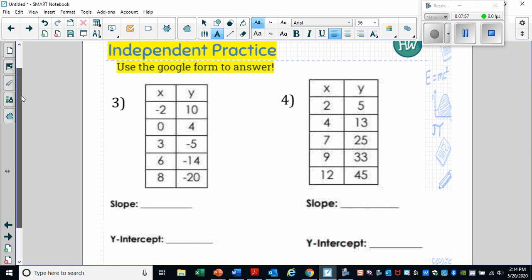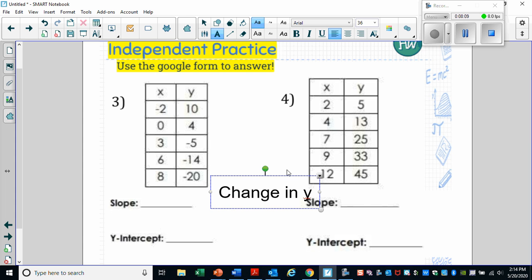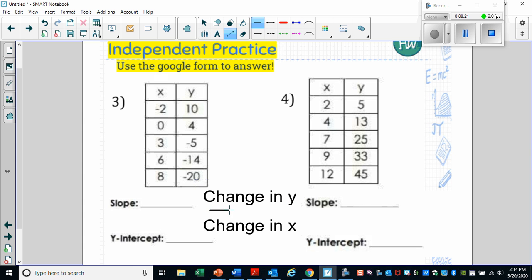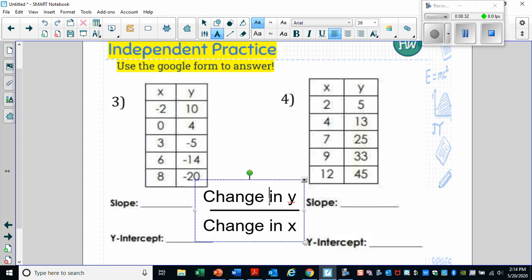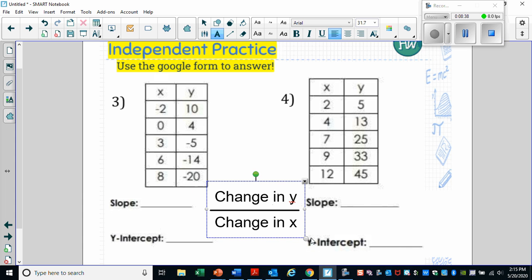Now, regarding problems 3 and 4. The slope, just like before, look at our change in y over the change in x. Now, for these problems, the change in y over the change in x may not look the same, but when you simplify your slope, in the end, your result will be the same.